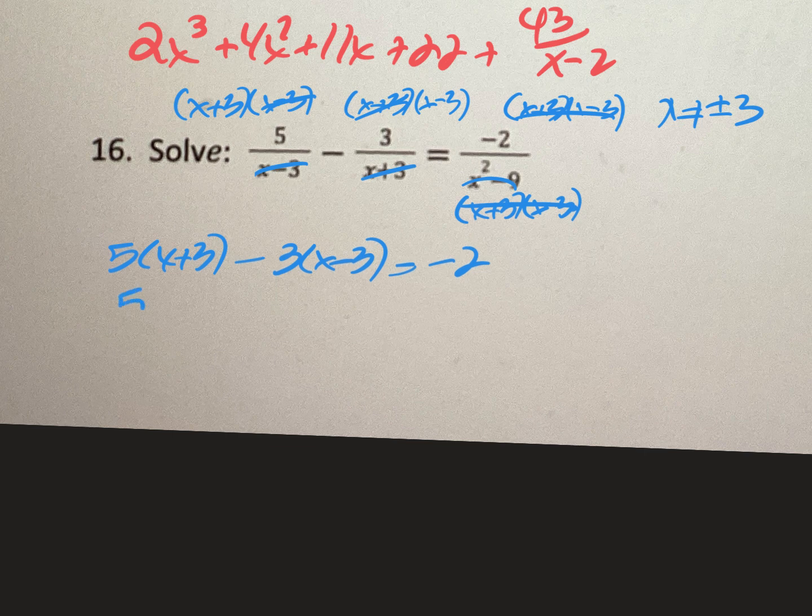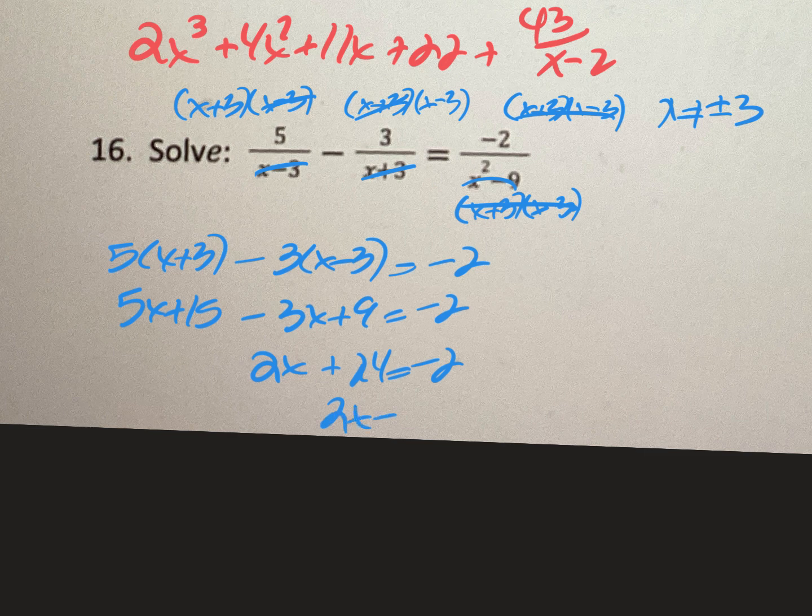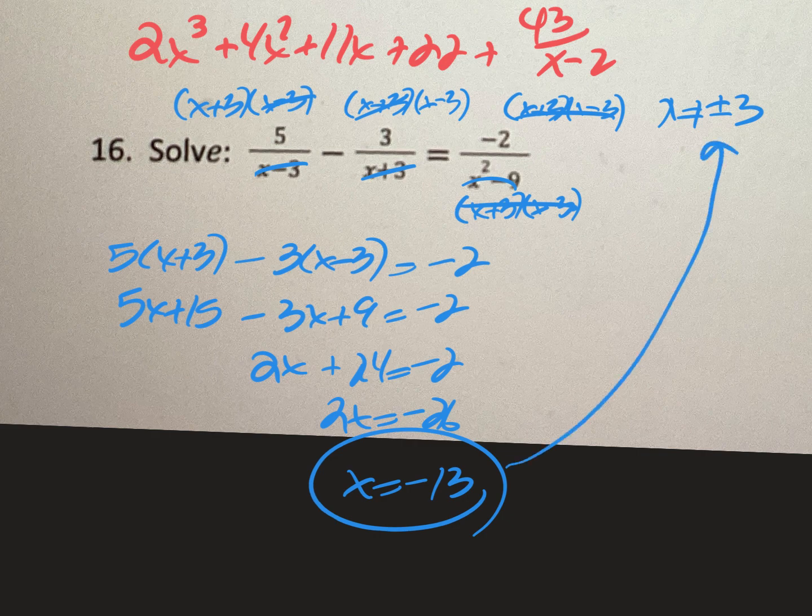All right, so I'm going to distribute the 5 and distribute the negative 3. And now combine stuff, that gives me 2x and 24. Let's move that 24 over. Divide by 2. Got it. And by the way, I circled it real quick because I know it wasn't positive or negative 3.